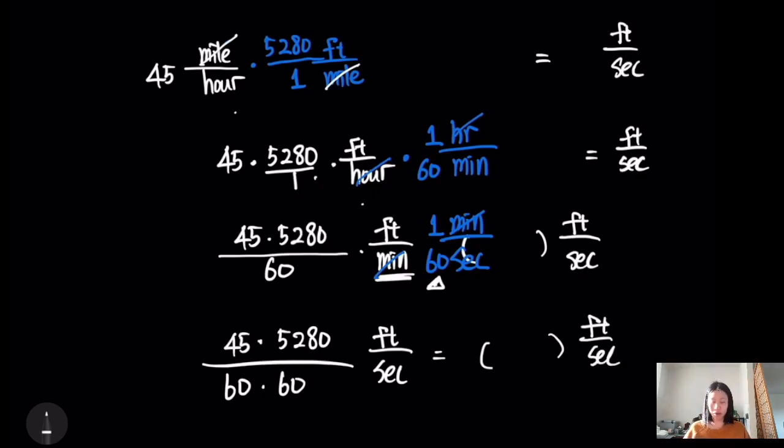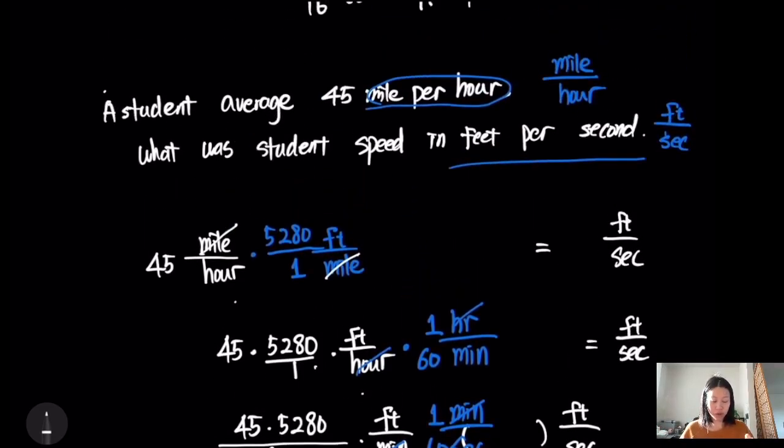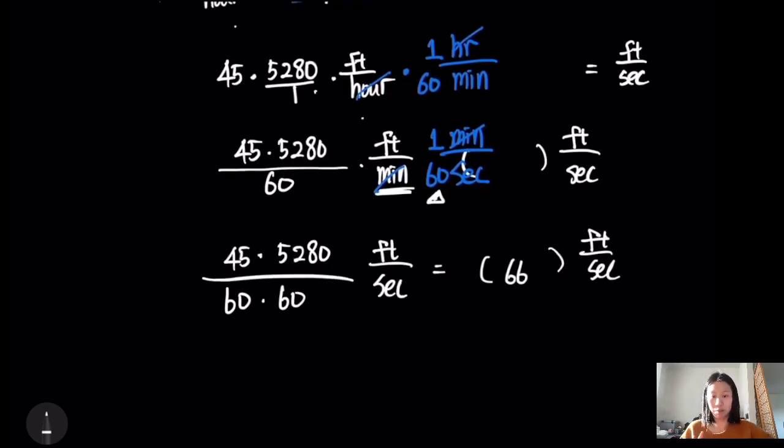And you can use a calculator to calculate that. You will end up with 66 feet per second. So that means 14.5 miles per hour is equivalent to 66 feet per second.